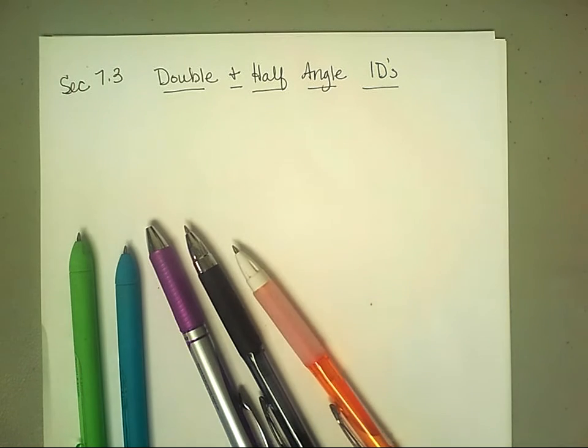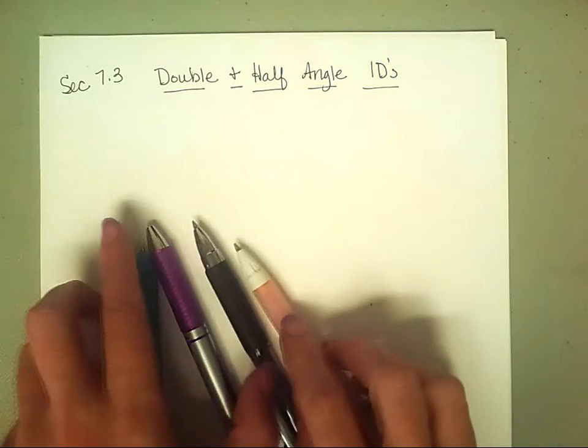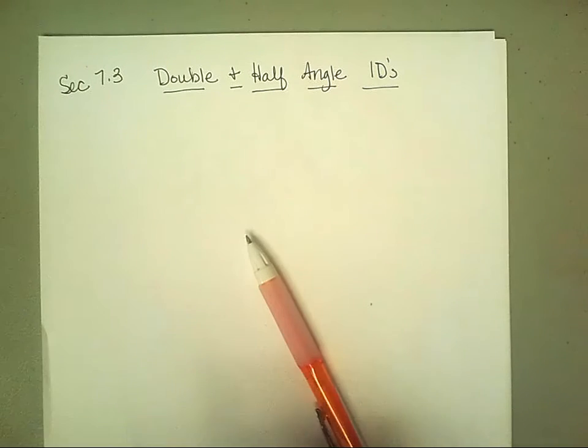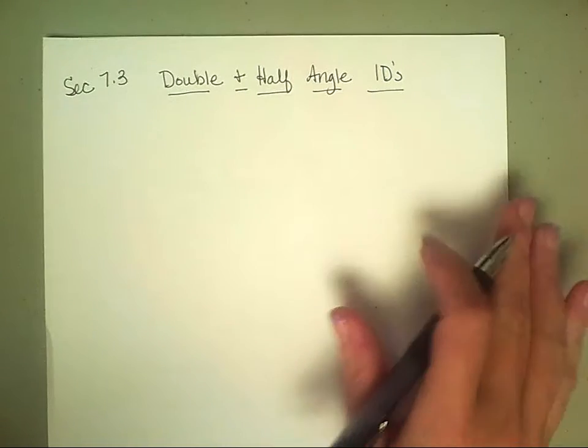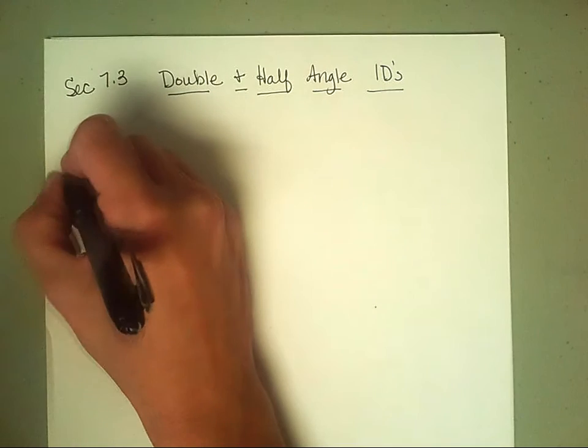Okay, today we talk about section 7.3, and in this section we talk about more identities, the double and the half angle identity. Okay. So let's recall this.